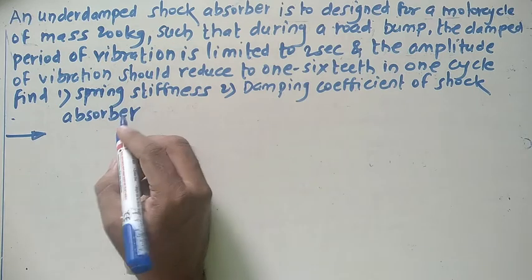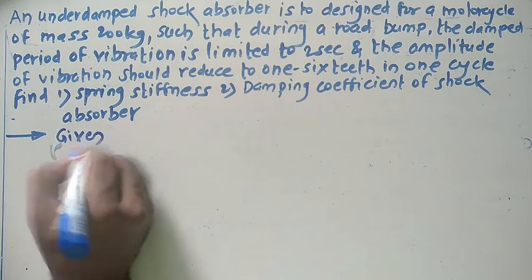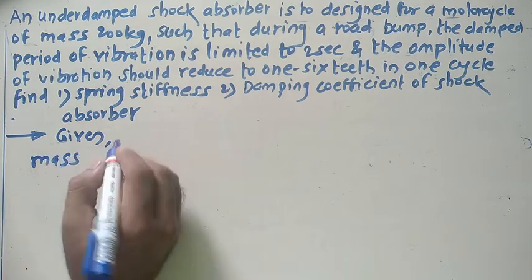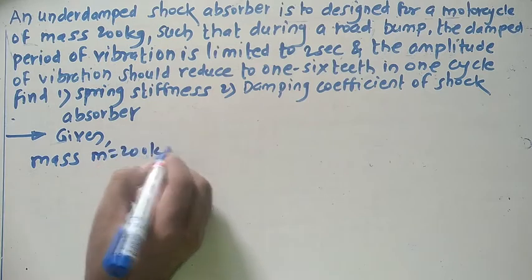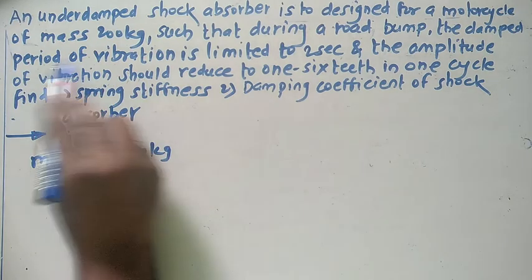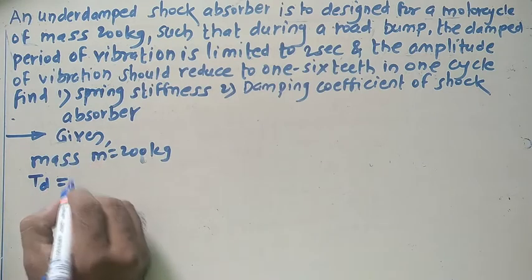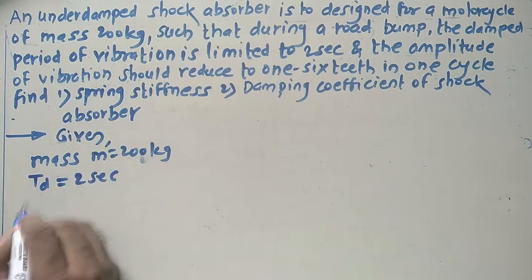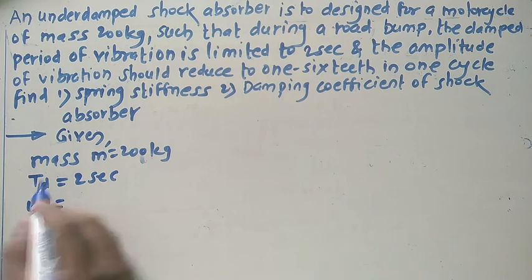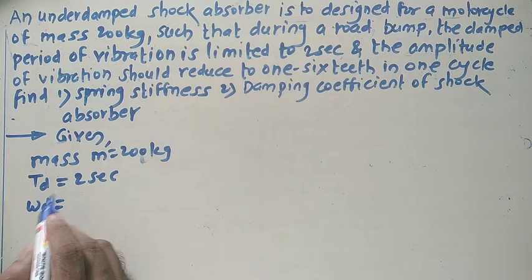Okay, so first of all, let's see what is the given data. Here the mass is given, the mass value m with us 200 kilogram. The next one: the damped period of vibration is limited to 2 seconds. Damped period of vibration, time period is given as 2 seconds. Okay, so from this time period we can get the frequency. Damped period is given, means here the damped period of oscillation. So you can get the value for damped natural frequency from this one.